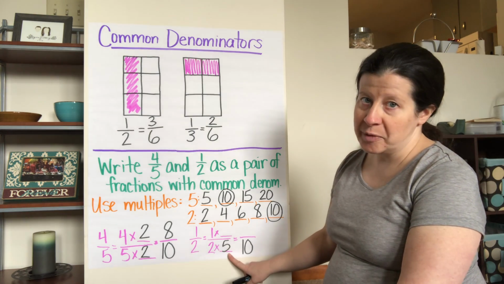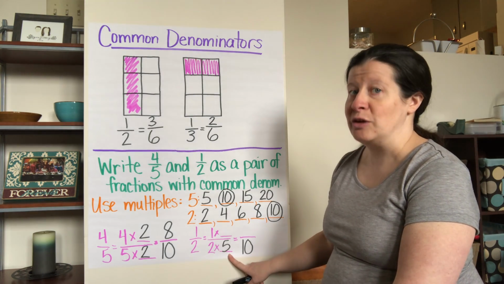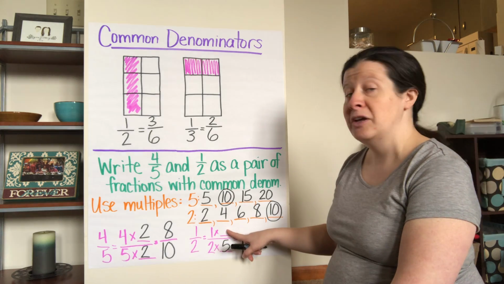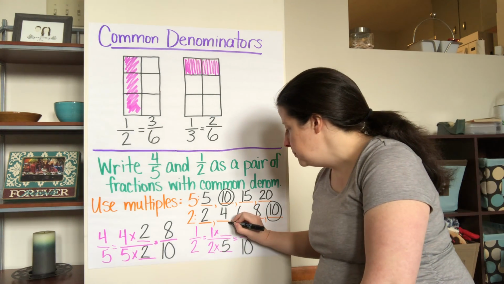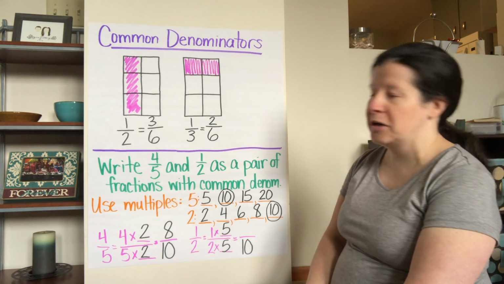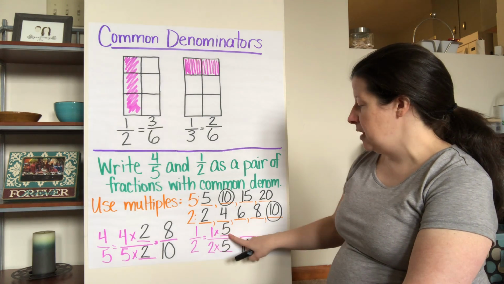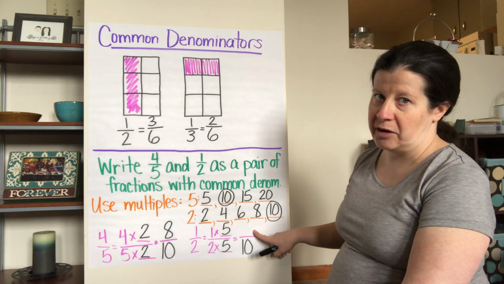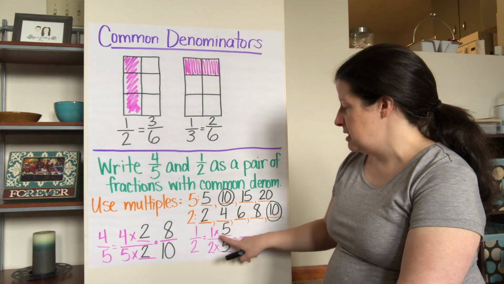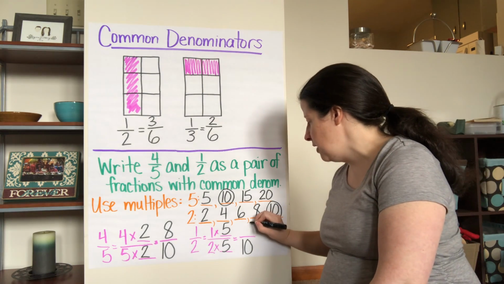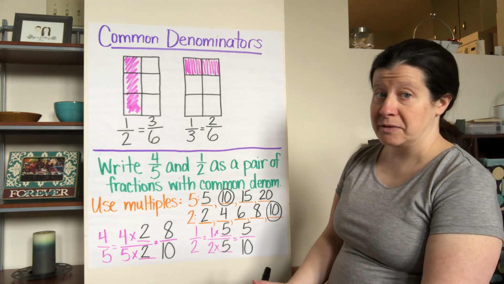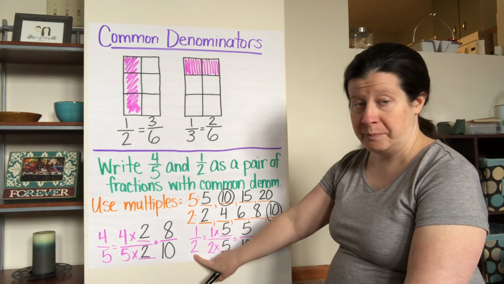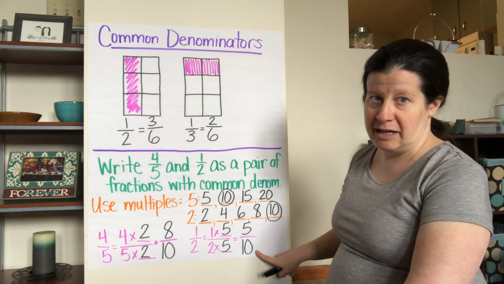The number you multiply the denominator by, you also have to multiply the numerator by the same thing. So we have a 5 here. I'm going to put a 5 up there in my numerator. Now I can multiply those to find out what my final numerator will be. 1 times 5 equals 5. So here's another set of equivalent fractions. 1/2 is equal to 5/10.